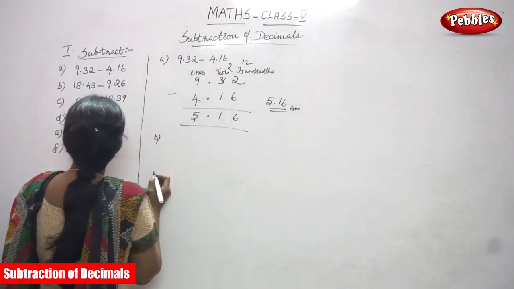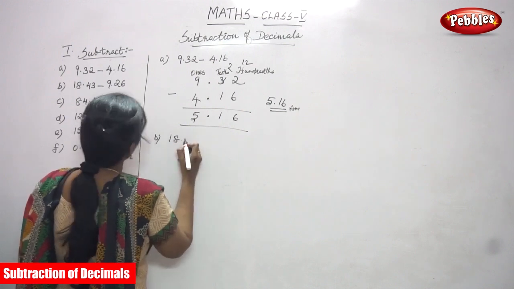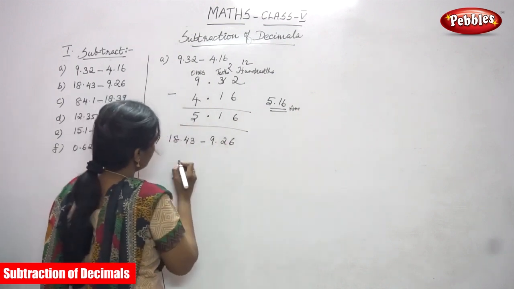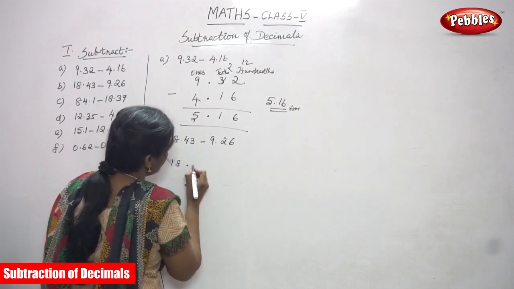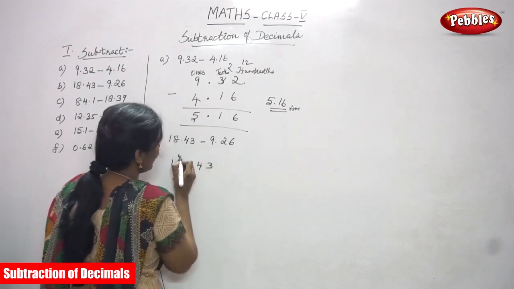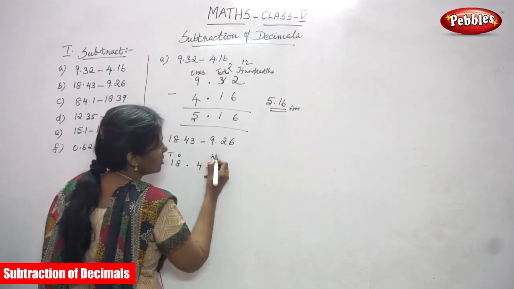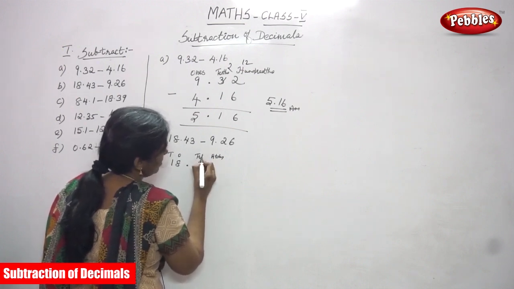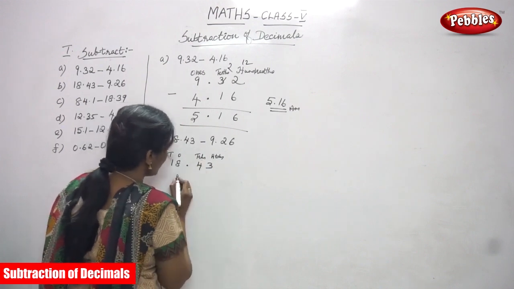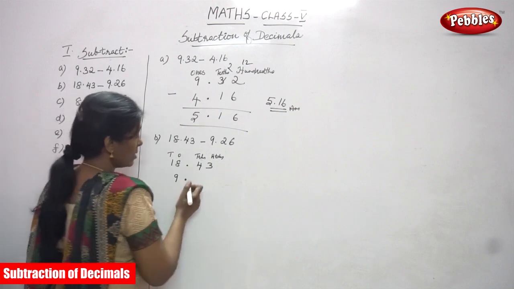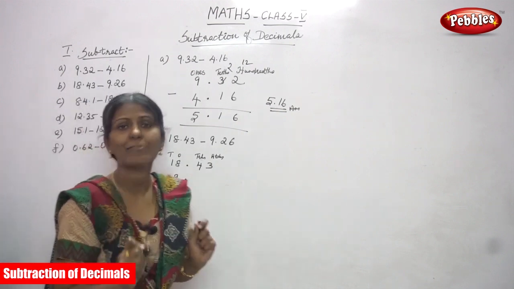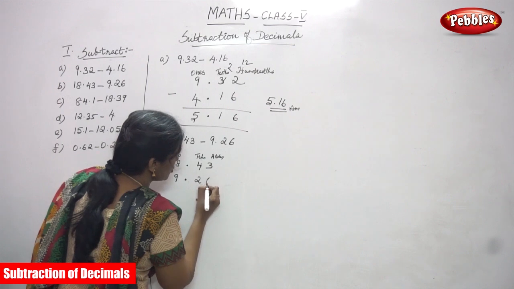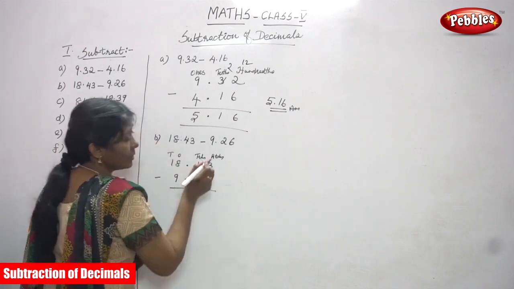B question. We have to solve the next problem: 18.43 minus 9.26. This is ones and this is tens, and this is the decimal part. The next number comes in the ones place because 9 is in the ones place. So always write the numbers very carefully according to the place value. So next 9.26, it's a decimal part. You always start with the decimal part.